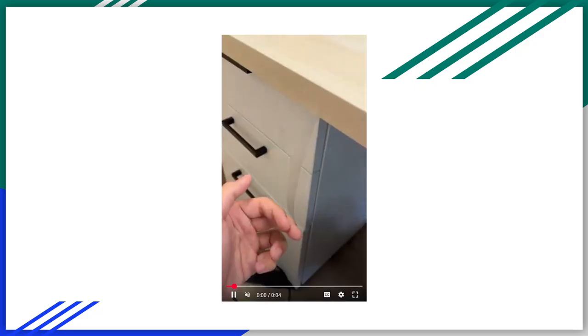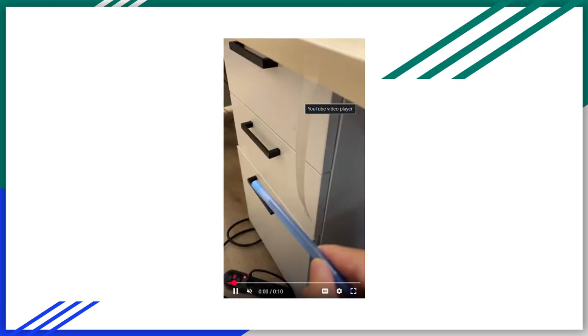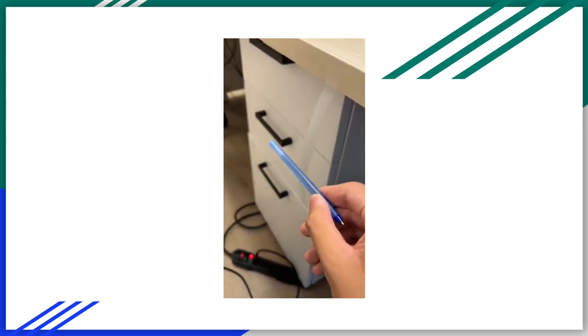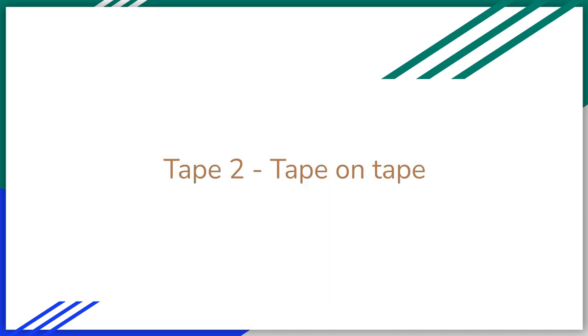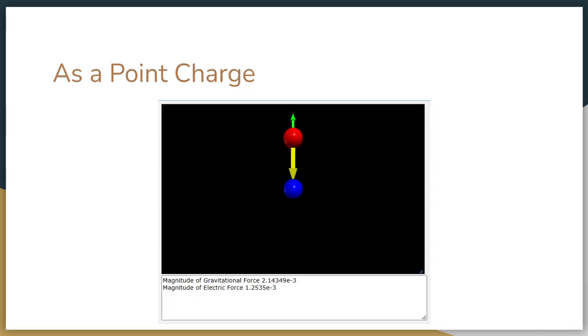First, this is the first tape reaction to a hand. Next, we see the hand interaction time. And then we see the tape interaction with another piece of tape. So here's the code. As you can see, this is the tape in part one, demonstrated as a point charge.